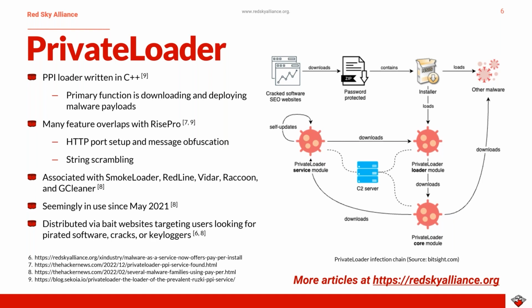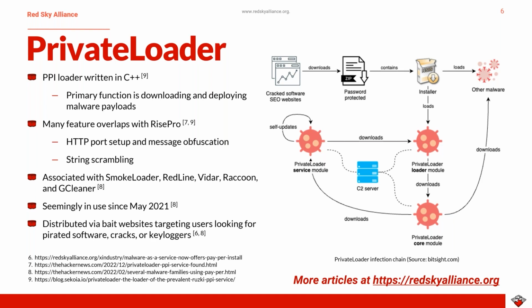PrivateLoader operates as three modules. The first module is a primary module for loading the core module, and then the core module is for contacting command and control, and the third module is more of a service module for maintaining persistence. Interestingly, an analysis of PrivateLoader has revealed a number of feature overlaps with RisePro, such as string scrambling, HTTP port setup, and HTTP message obfuscation.